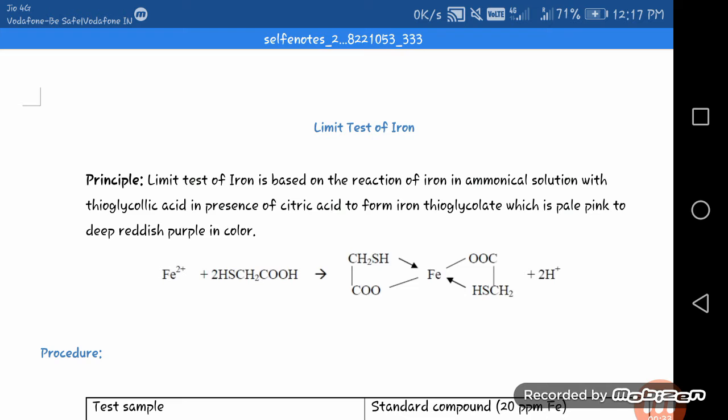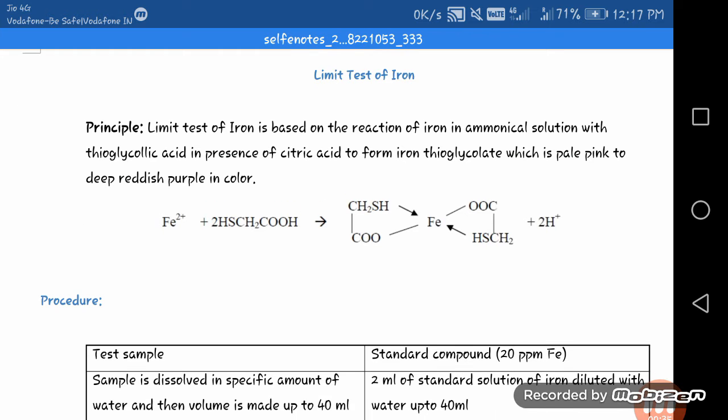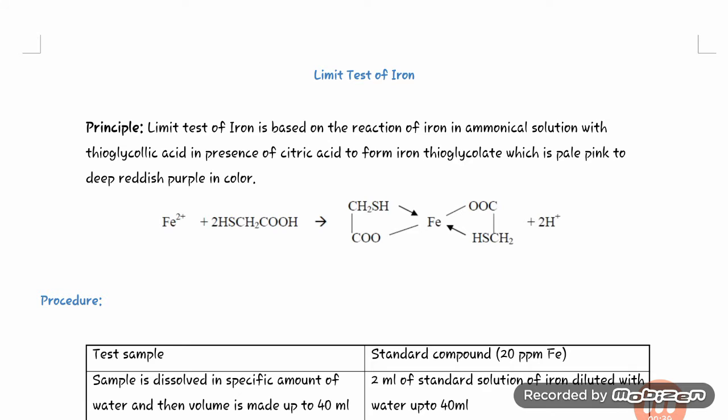So today let's see the limit test of iron. Next, first is the principle. The limit test of iron is based on the reaction of iron in ammoniacal solution with thioglycolic acid in the presence of citric acid to form iron thioglycolate, which is pale pink to deep yellow reddish purple in color.